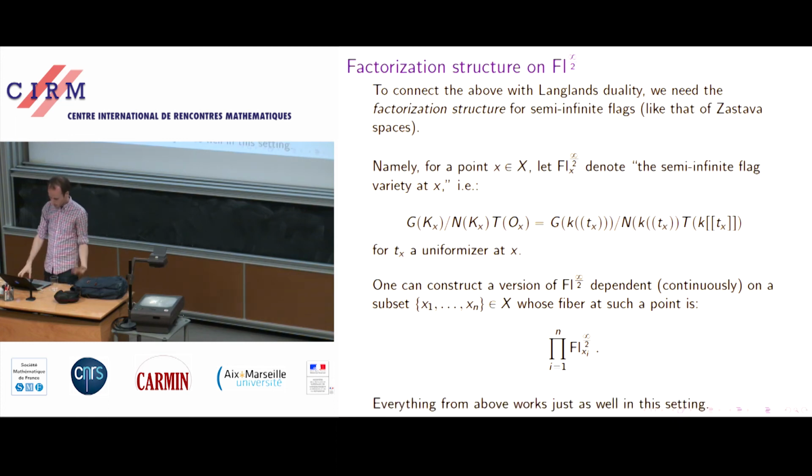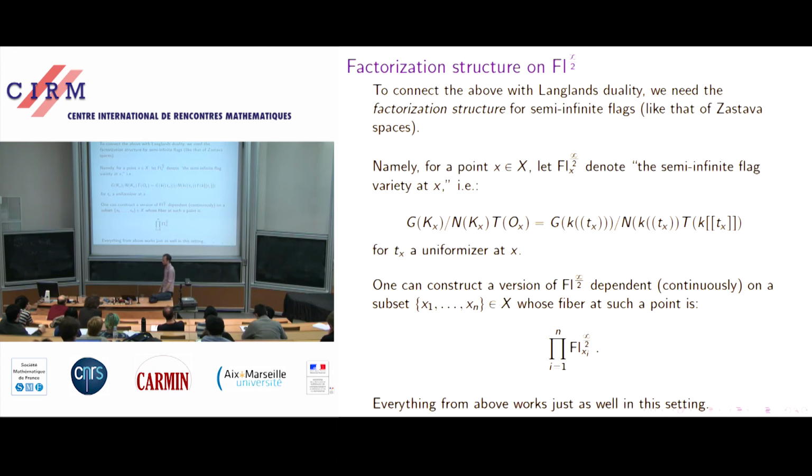So then this computation I did of where the unit object goes, it works just as well in this setting. And essentially for the reason that we did our computation for Zastava spaces factorizably. So that gives us enough control on this factorizable computation.